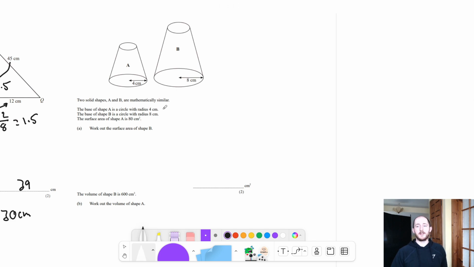So what if you have to work out surface areas and volumes? Well, I'm going to show you exactly how that works as well. And we've done some grade 9 questions on this in the, I think it was the paper 2 live stream, so aiming for grade 9 paper 2.